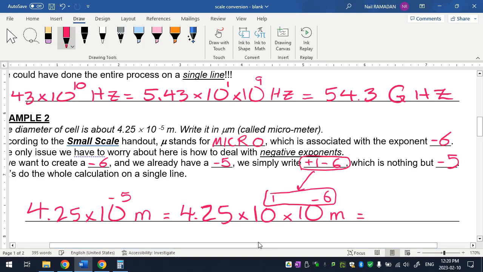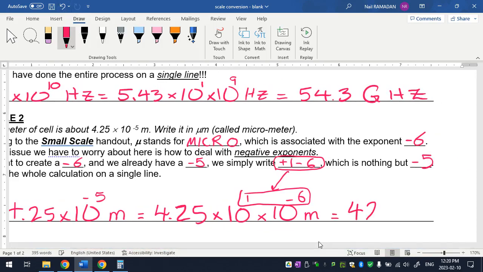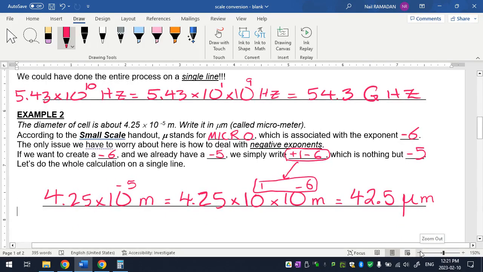Equals. What would this be? 42.5. You got it. 42.5. And this part becomes what? Micro. And what do you still need? I like to use this method because I can just do it in my head. Yes. Go ahead.